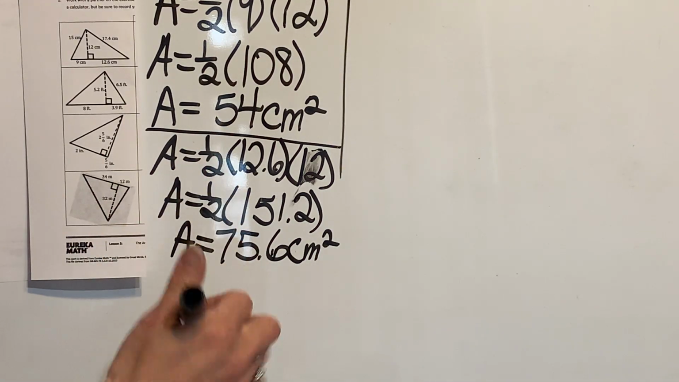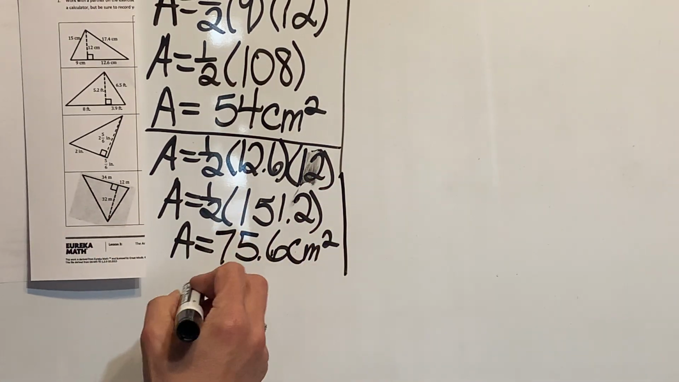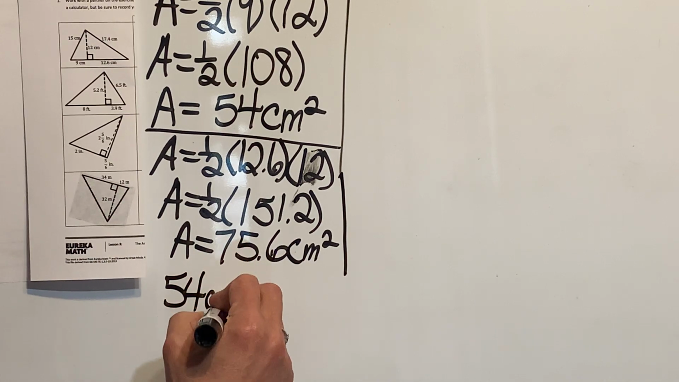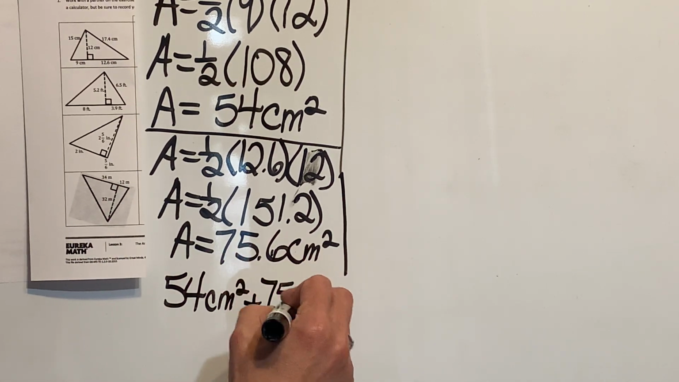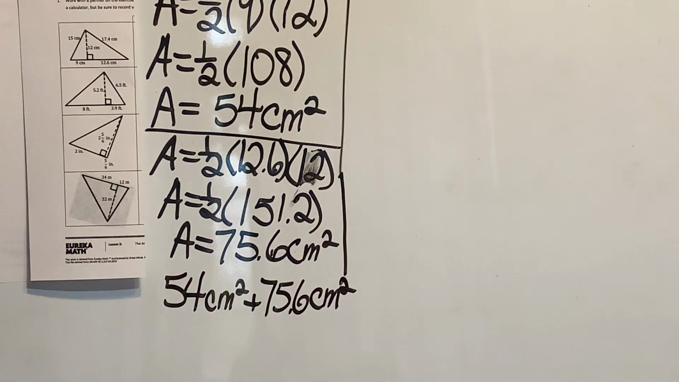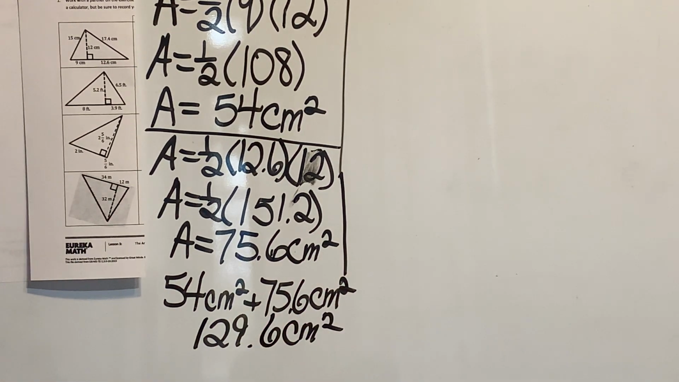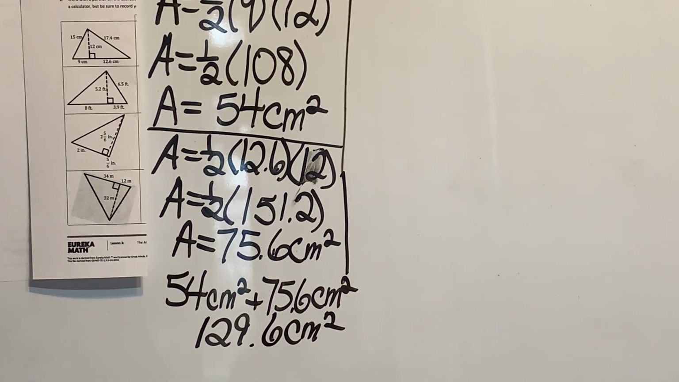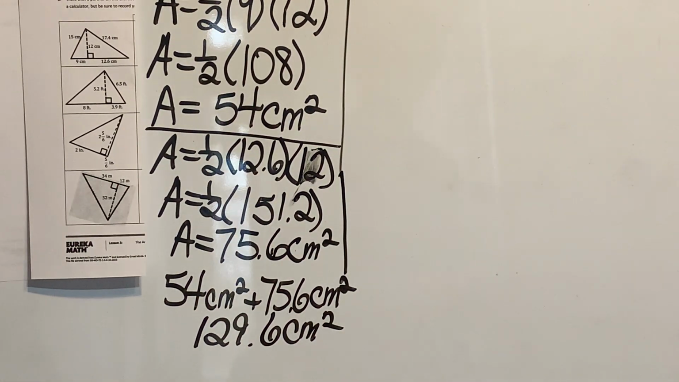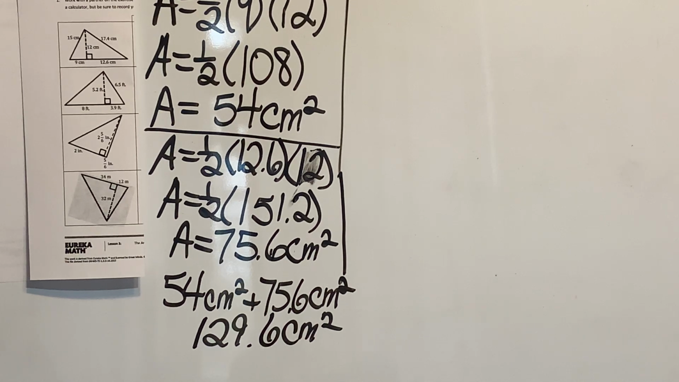I'm going to keep moving my camera so that you're able to see what I'm figuring. All right, so I've got to take the two areas and add them together to find the area of the whole thing. So I've got 54 centimeters squared plus 75.6 centimeters squared, which gives me a total of 129.6 centimeters squared. So that is the total area of the whole triangle. All right, so I'll give you a second to write that down. So what we did was we found the area of both right triangles in order to calculate the area of the whole triangle.